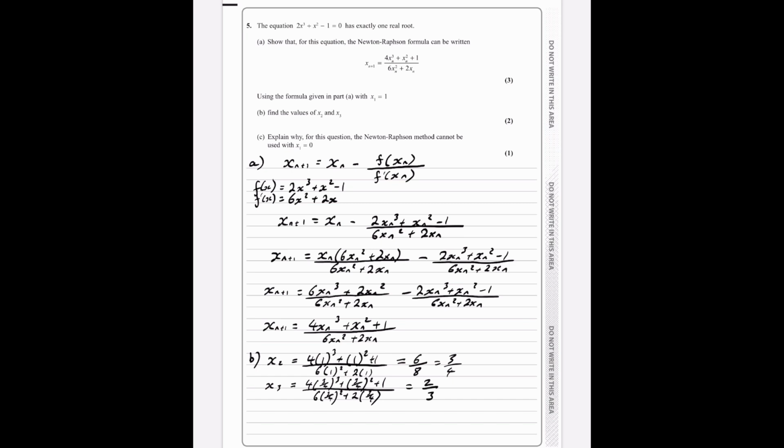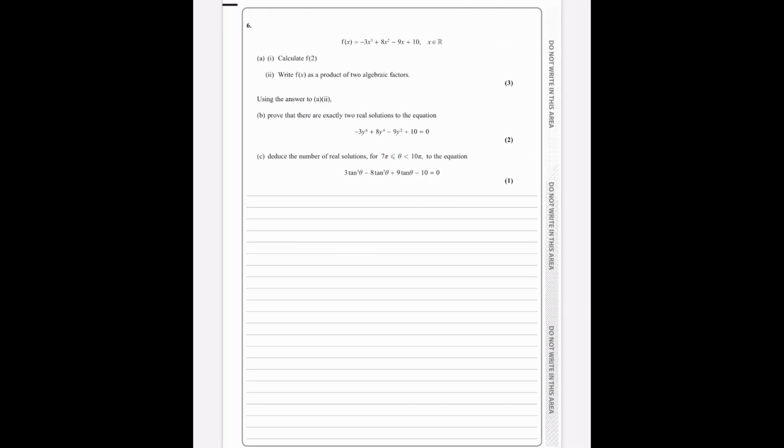For C, it asks us why x1 being 0 is not going to work. The Newton-Raphson method requires the gradient we're dividing by, f dash of xn. It requires that to be a legitimate calculation. Now x equals 0 is a stationary point, so the gradient is 0. So the iterative formula would involve dividing by 0, which would not work, would be undefined, so we can't use x equals 0 as its stationary point.